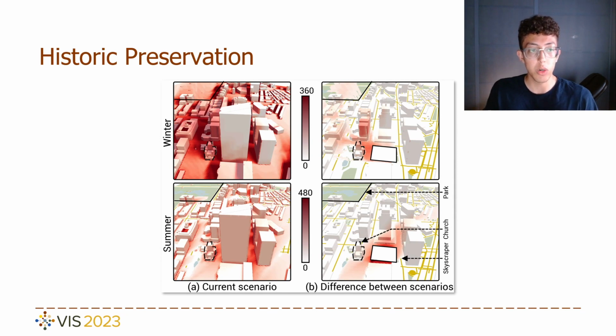So as you can see, we are comparing winter and summer and also the current scenario and the difference between scenarios. And we can see that indeed, the Trinity Church is impacted by the tower and also the public garden on the back.